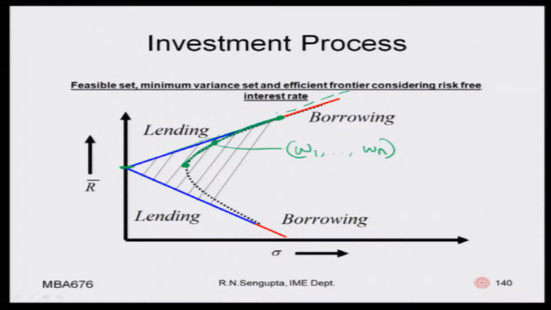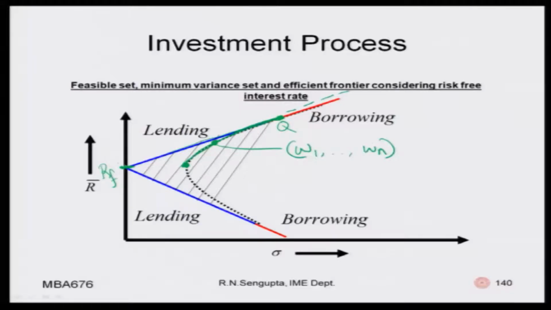Now, if you are at this point, let us mention it as Q, and let us mention this as RF. If your portfolio is such that it is at Q, it means that you have invested all your money in n number of risky assets and zero amount of money is in the bank.